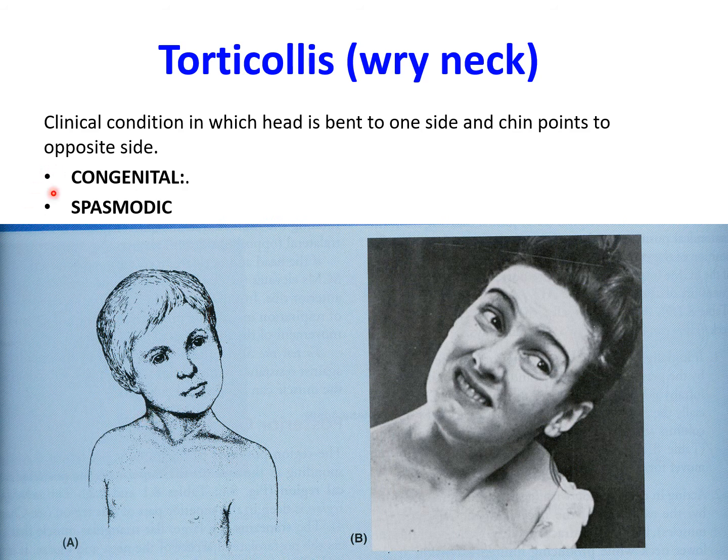So, there could be 2 reasons for the torticollis. It could be congenital, it could be spasmodic. In the congenital torticollis, what happens is that during difficult labor, there is excessive stretching of the sternocleidomastoid muscle. So, a hemorrhage in the muscle appears as a small tumor in the early weeks. This hemorrhagic tumor is later invaded by fibrous tissue. The fibrous tissue will contract and shorten the sternocleidomastoid muscle.